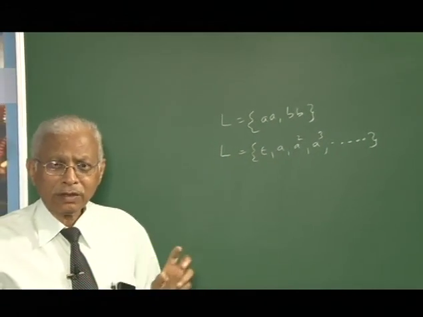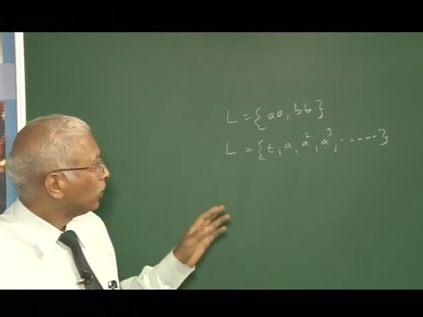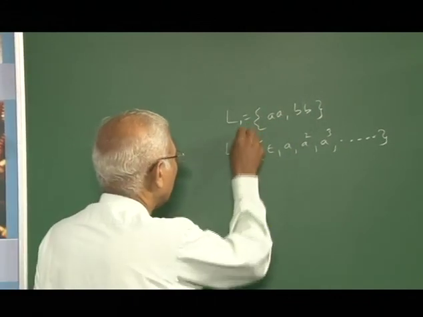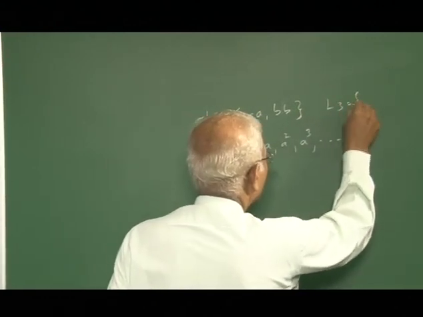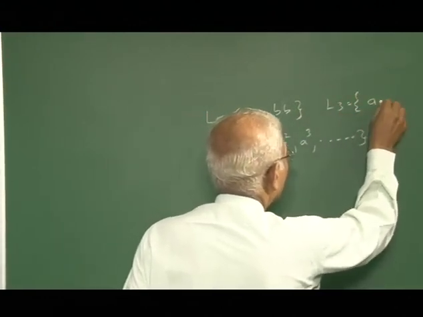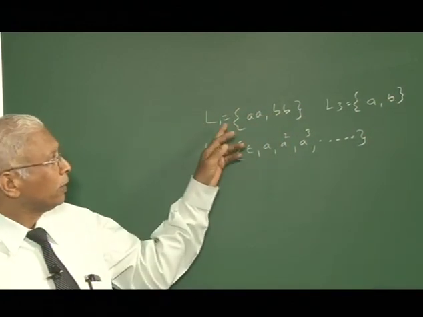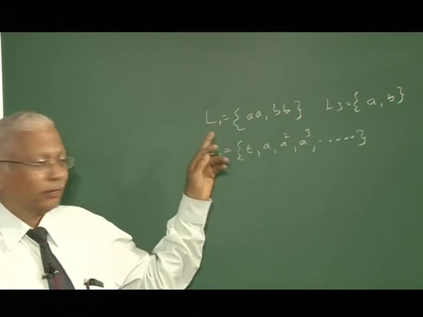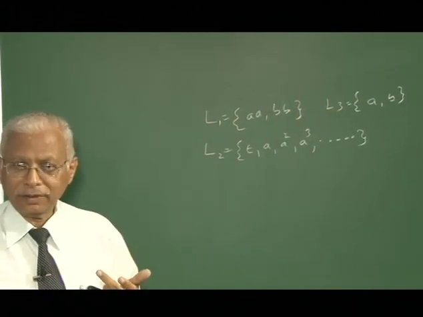So, if you take the union of any two finite languages, suppose we call them L1 and L3, so A and B are finite. If you take any two finite languages L1 and L3, then the union is going to be finite.